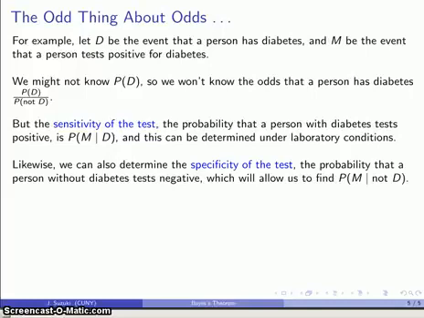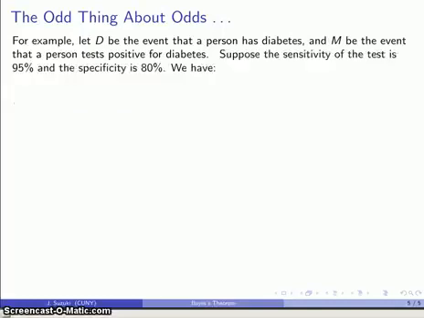So how does this work in practice? Well, let's consider a typical medical test for diabetes, and for argument's sake, say the sensitivity of the test is 95% and the specificity of the test is 80%. So what does this give us?